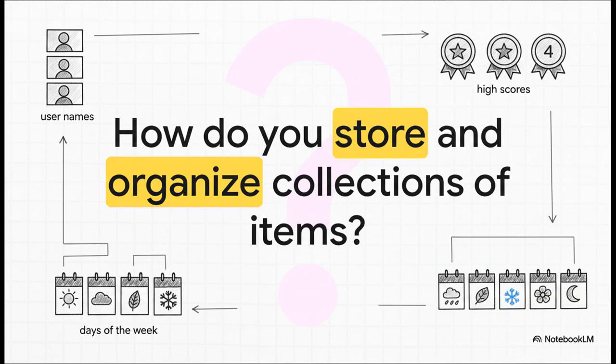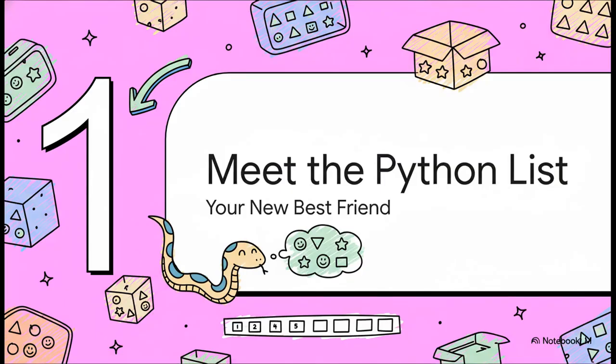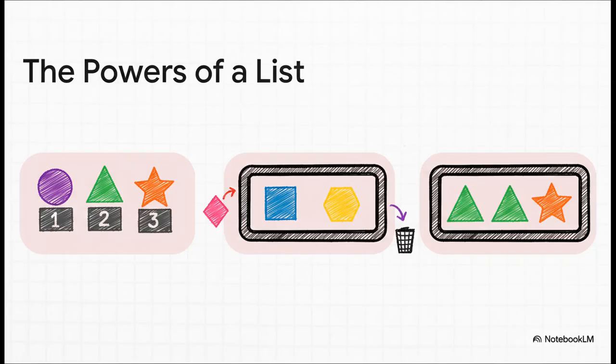So, what's the solution? Well, the elegant and powerful answer is the Python list. You can think of it as a super smart container that holds a collection of items, and it holds them in a specific order. When it comes to organizing data, trust me, this is about to become your new best friend. So, a Python list has three key superpowers.